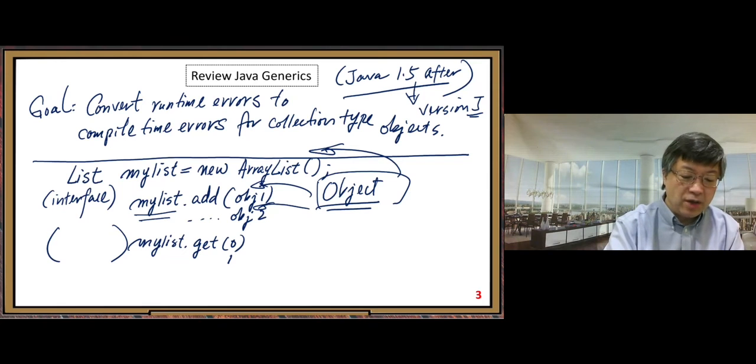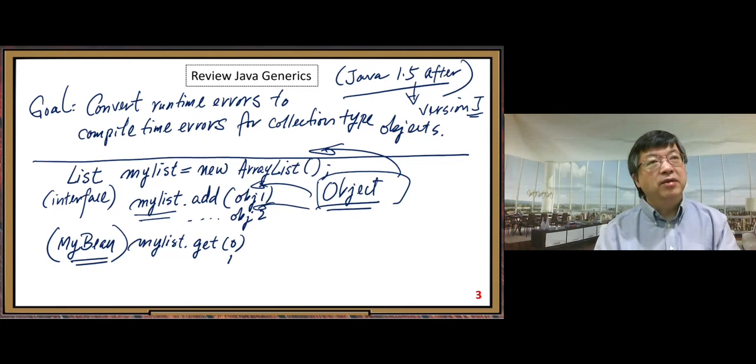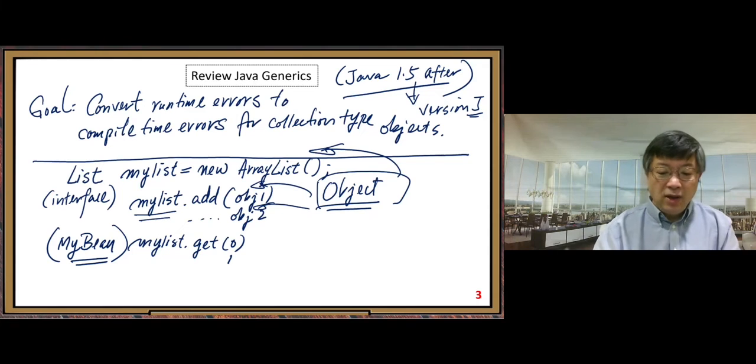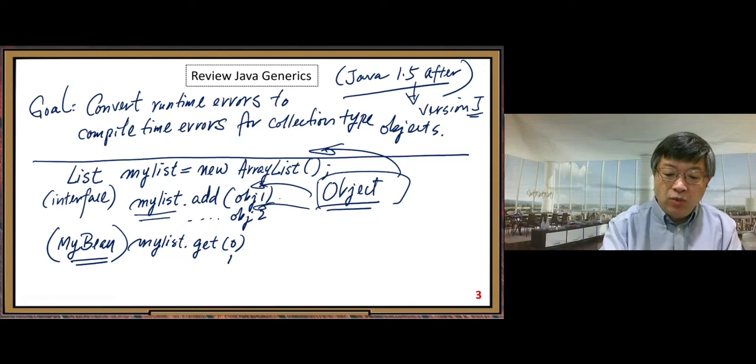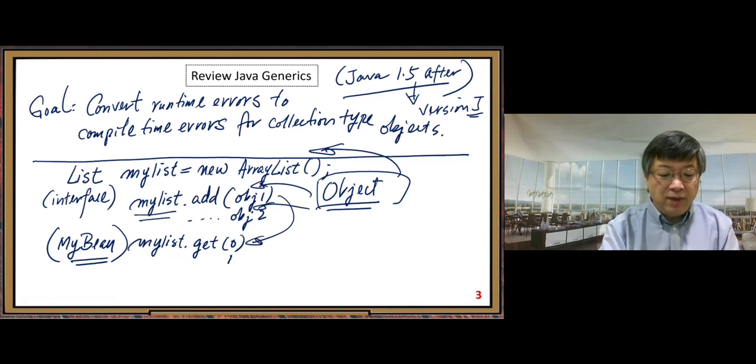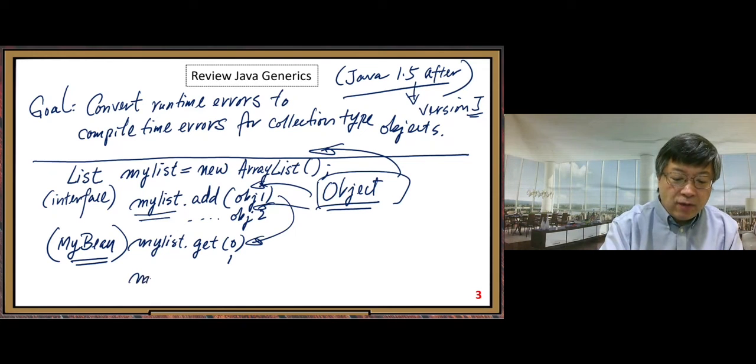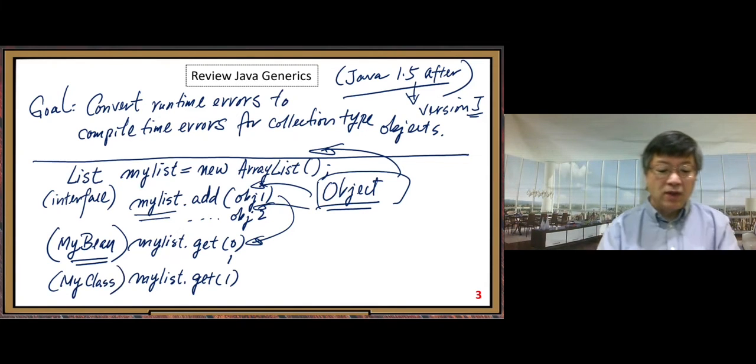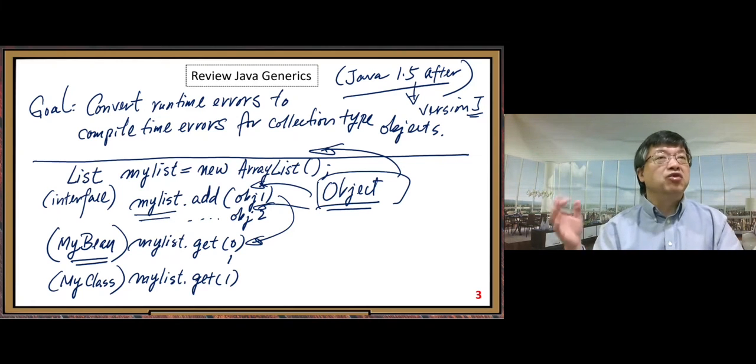So, for example, I do casting to MyBean. Yeah, I have to do casting to MyBean. But that is for object 1. For object 1, I do MyBean. But if my object 2 is not of this MyBean type, it is another different class, MyClass, for example, I need to do a different casting. Now you have the trouble.